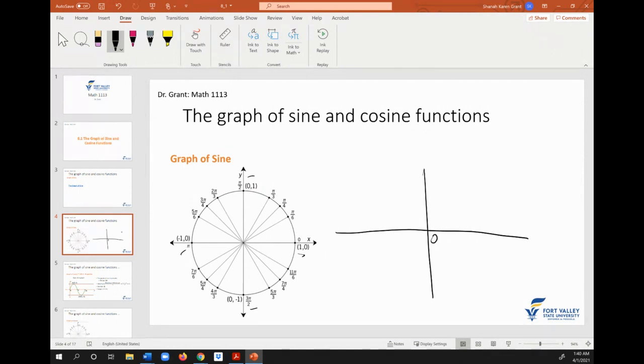Then you'll have pi. You can put pi over 2, or you can put pi. I'll put pi over 2. Then pi, 3 pi over 2, and 2 pi. You can also do the same on the left-hand side, but of course, they're going to be negative.